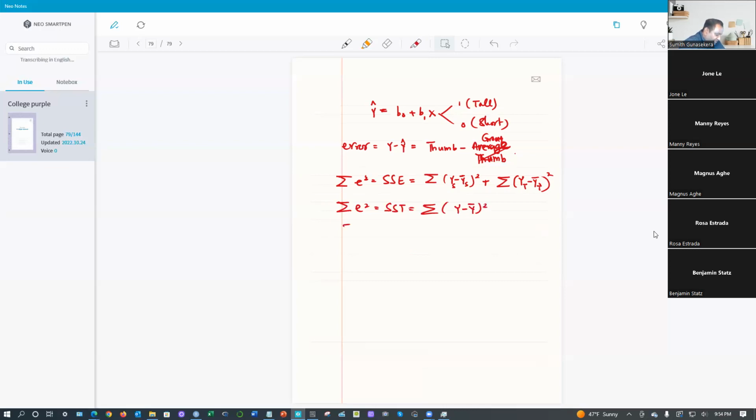There's another error. You're gonna go to sum squared regression, SSR. From everyone, you're gonna go to the mean. You have y bar short to y grand mean plus y bar tall to grand mean. That's squared. That's sum squared regression.